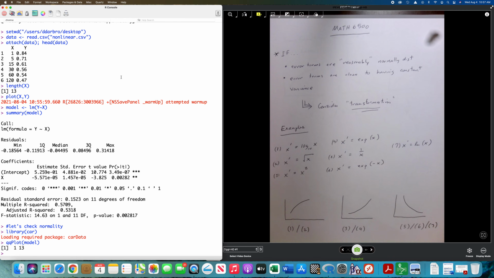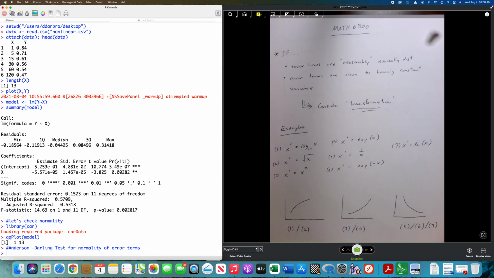Another thing we may take a look at is the Anderson-Darling test. So I'm going to type that out. The Anderson-Darling test is super easy to carry out in R. First thing we have to do, we have to access the library, and I believe it's nortest.